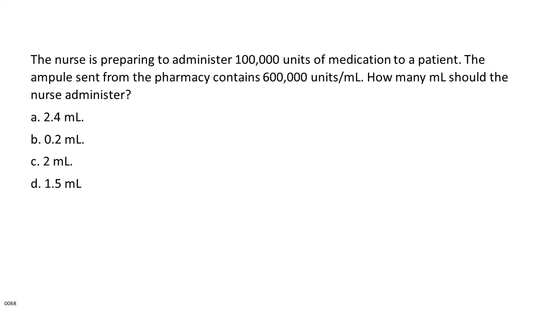The nurse is preparing to administer 100,000 units of medication to a patient. The ampule sent from the pharmacy contains 600,000 units per milliliter. How many milliliters should the nurse administer? A. 2.4 milliliters. B. 0.2 milliliters. C. 2 milliliters. D. 1.5 milliliters.